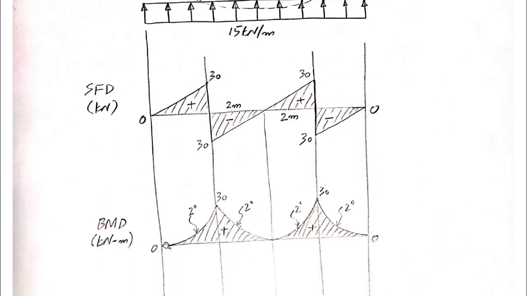So these 2 points, one thing we know is that they will be joined with a second degree line. Now the next question is whether the second degree line will be convex up or concave up. For that, we will have to look at the magnitude of the shear force. As the magnitude of the shear force is increasing, the slope of the bending moment diagram should also be increasing.